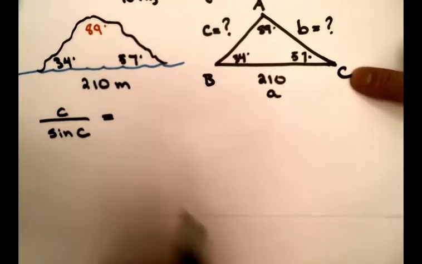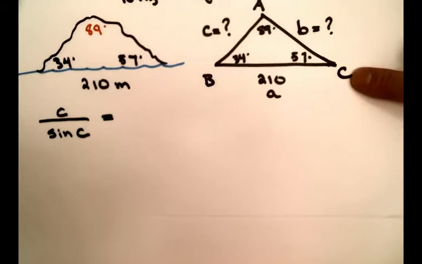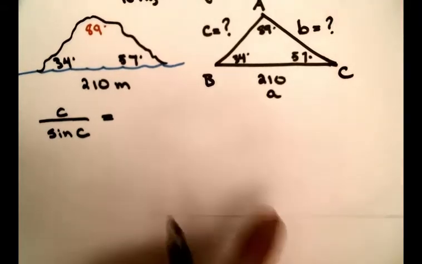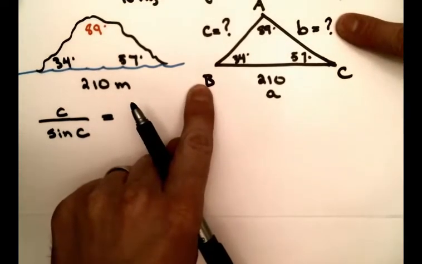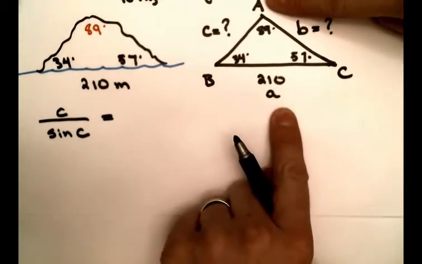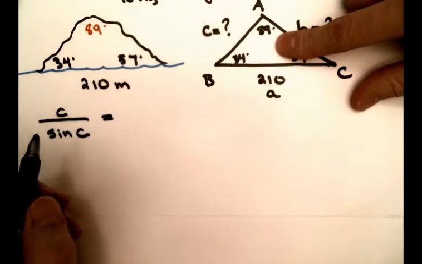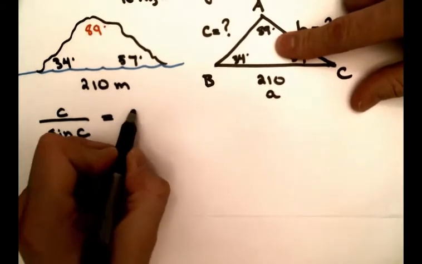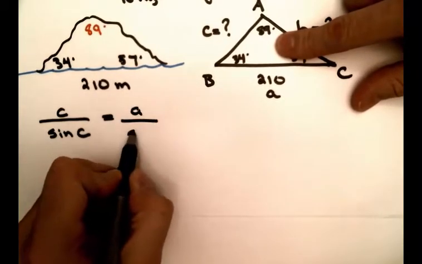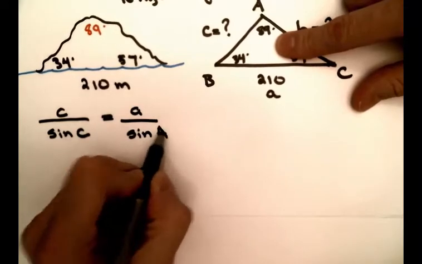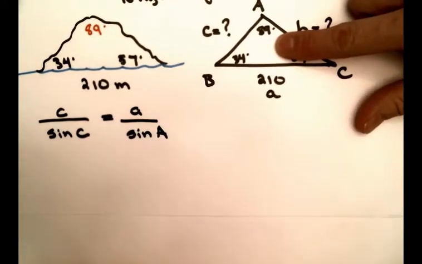Now I need to equate that to a pair that's completely known. So is B completely known? No, we only have angle B. What about capital A for angle A and lowercase a? We do have them. So this is a really important piece. We're going to write that in the same order: A over sine A. Okay, now you can replace and do your calculation.